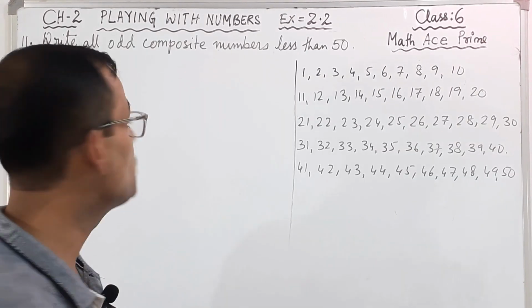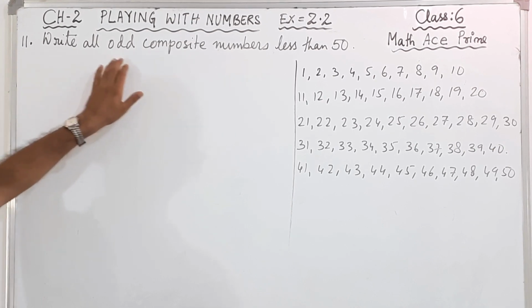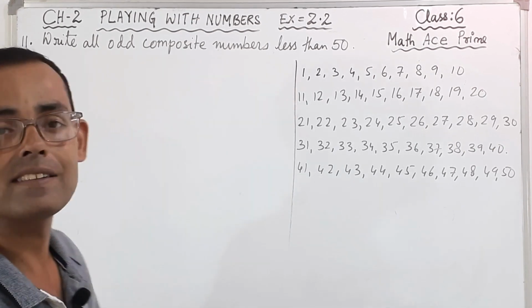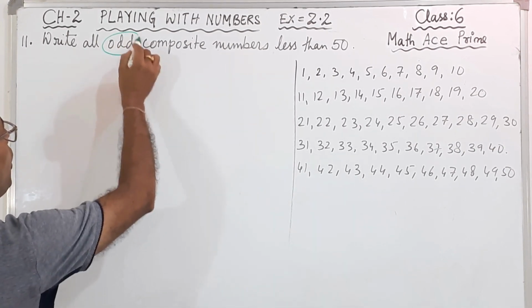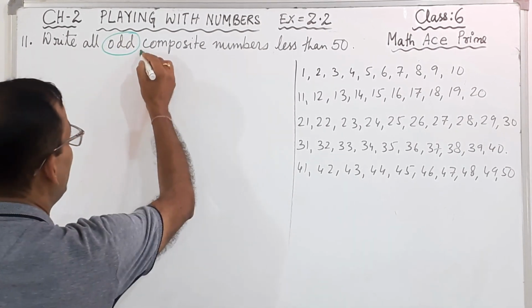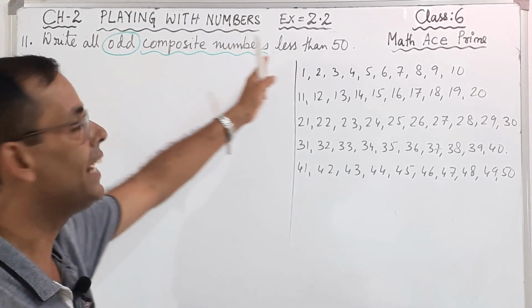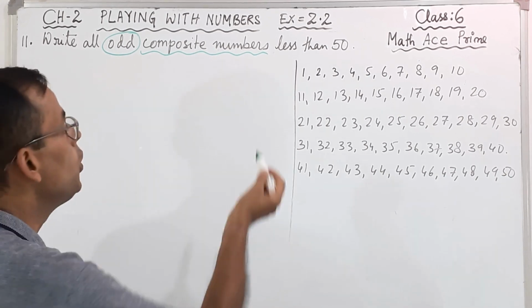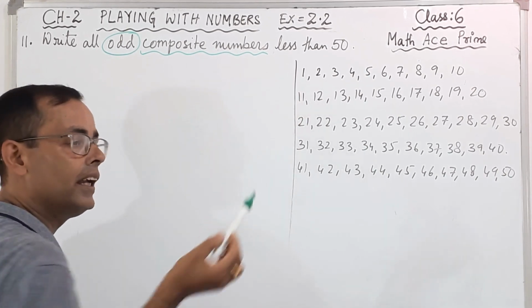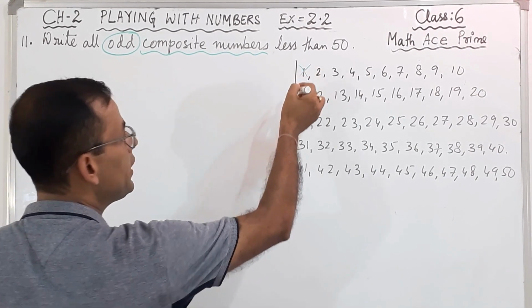Now class 6 students, let us come to question number 11. Write all odd composite numbers less than 50. That means you have to find out all odd as well as composite numbers, and they should be less than 50 only. Now first I told you 1 is neither a prime number nor a composite number. So we will cross it.